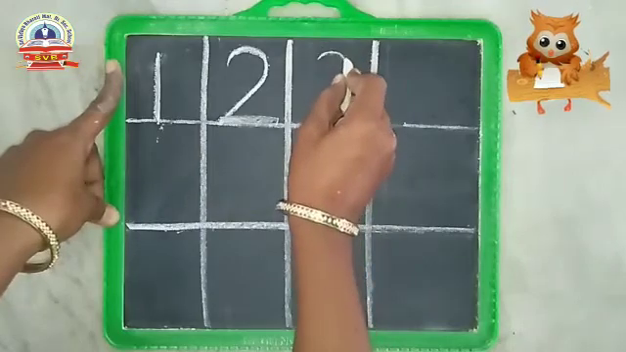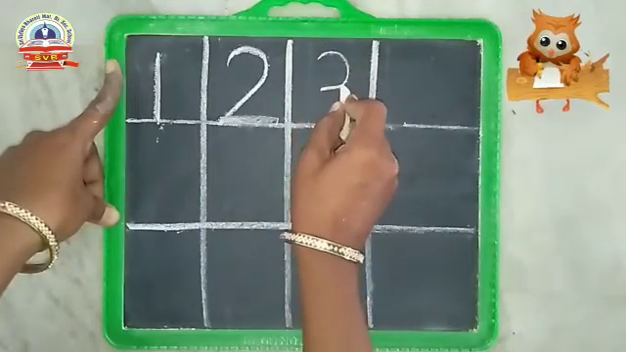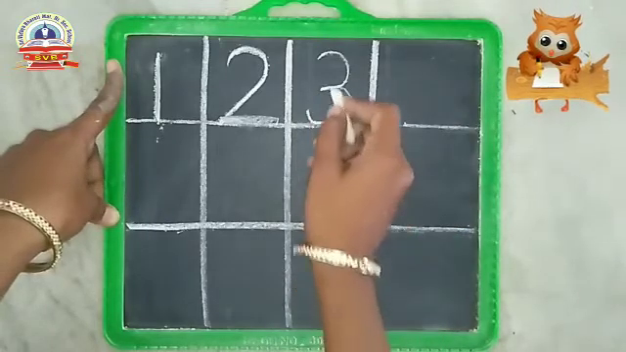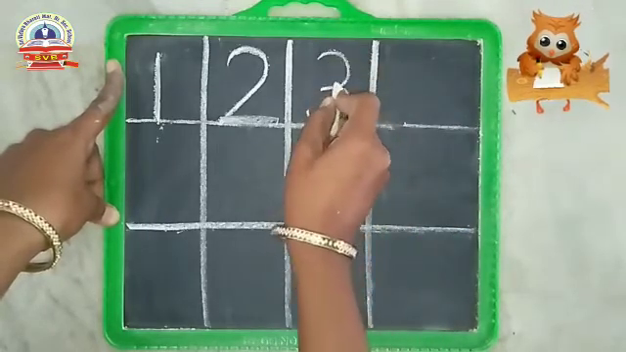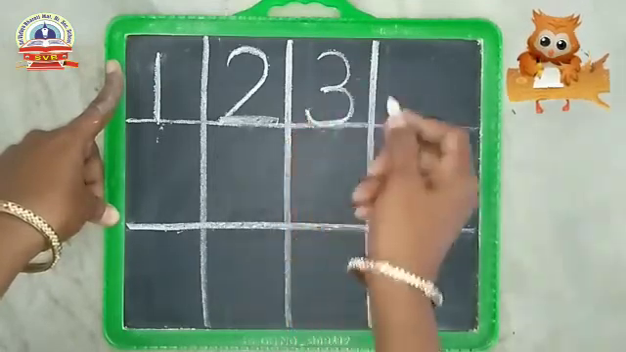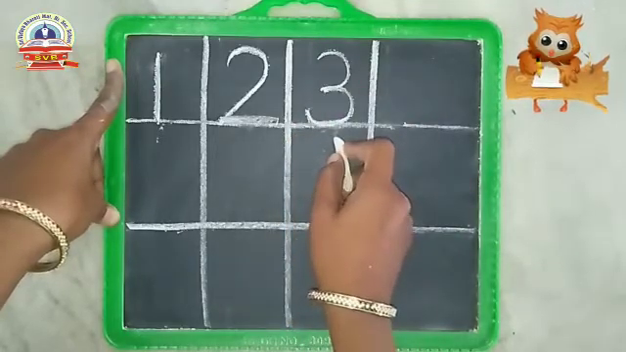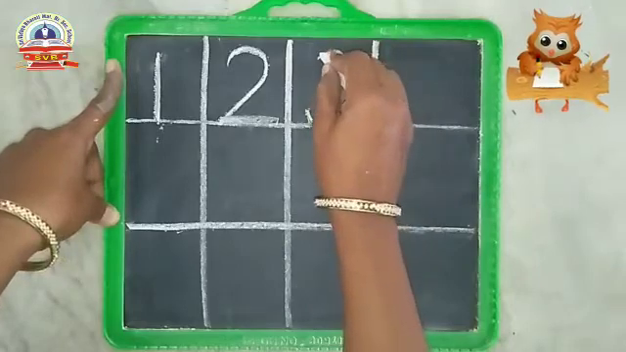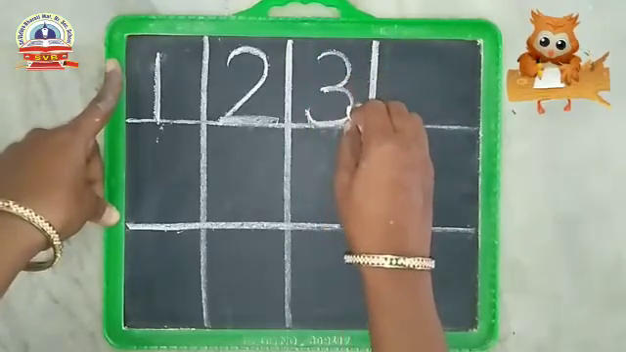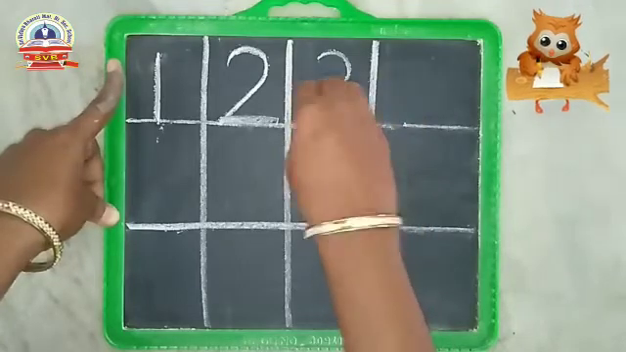Left curve to the middle. Again left curve should touch the ending line. Write again, left curve to the middle. Again left curve should touch the ending line. This is number 3. Write with me. Left curve to the middle. Again left curve should touch the ending line.